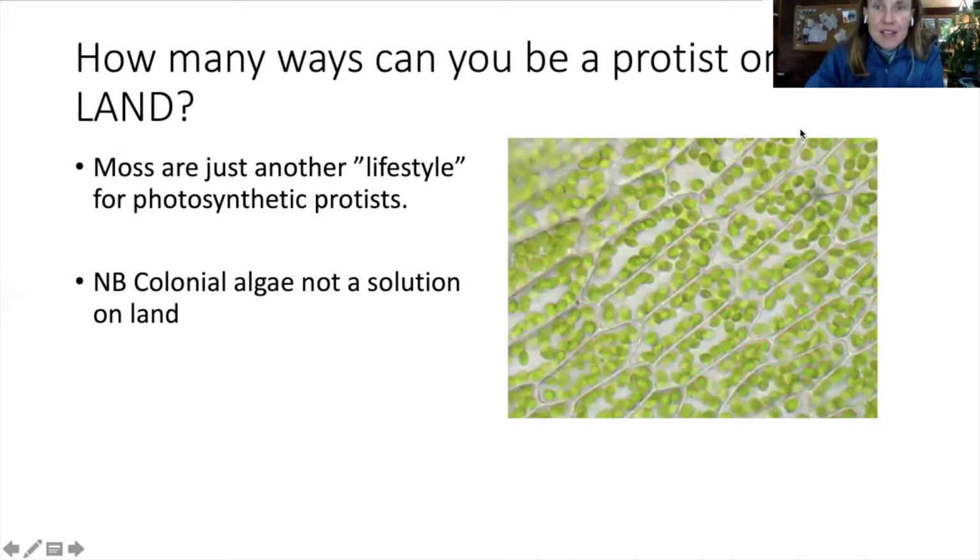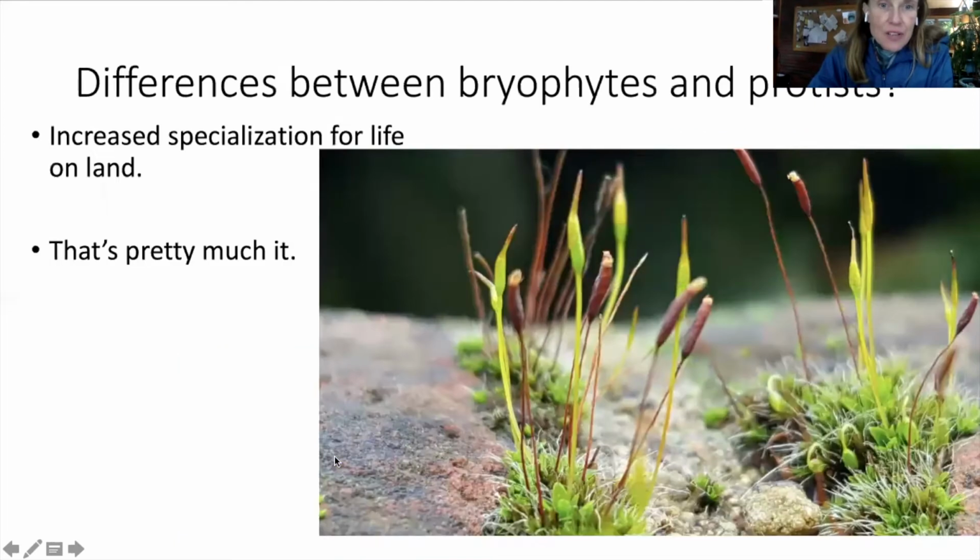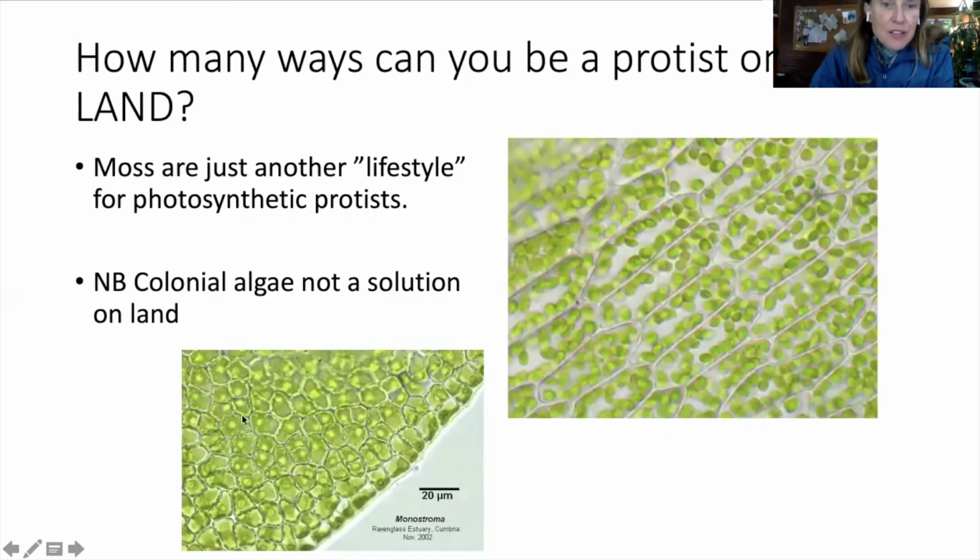Here is a slide of tissue from a bryophyte or moss. And here's one from a colonial protist. I mean, they look almost the same, but for the advantages of living together as a colony, you need water, you need moisture, you need transport among cells. You can't do that on land. So this wasn't an option. So multicellularity has advantages, but you can't do it in a colony on land.